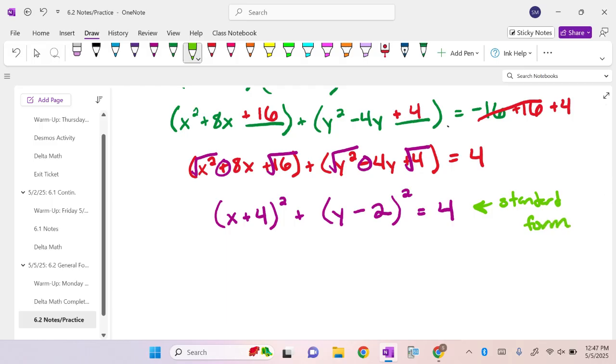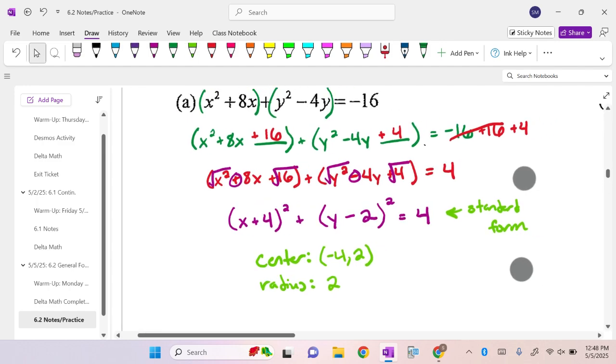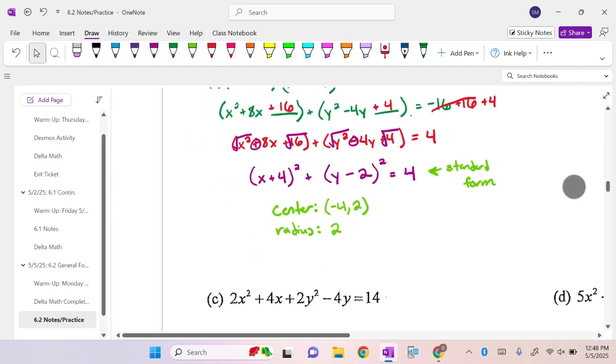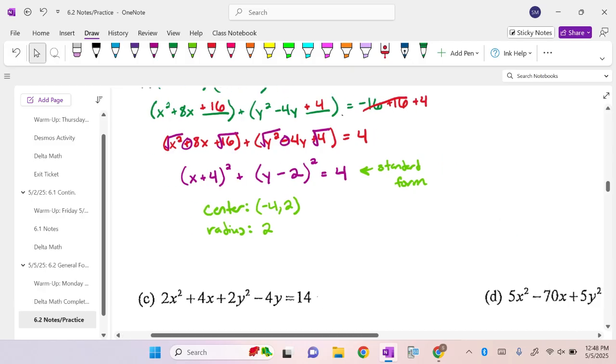All right. So that being said, what is my center point? Negative 4, positive 2. What is my radius? 2. Square root of 4 is 2. All right. Let's do one more, and then we'll be done for the day. And there's a reason I want to do one more.